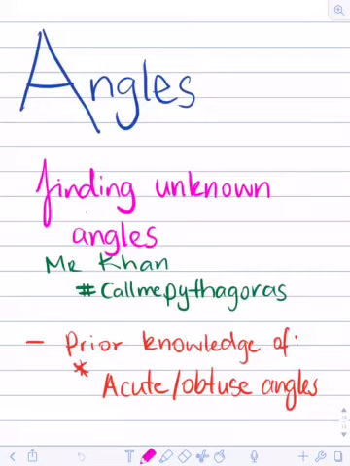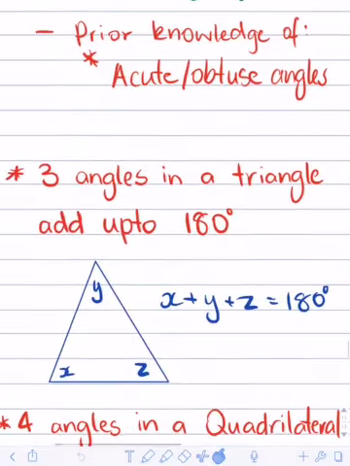Hey guys, so today we're going to be doing a video on angles and finding unknown angles within shapes such as triangles or quadrilaterals. There is a bit of prior knowledge that is required before we go through this, and that would be just some basic understanding of angles, including acute, obtuse, right angles, etc. So let's jump straight into it.